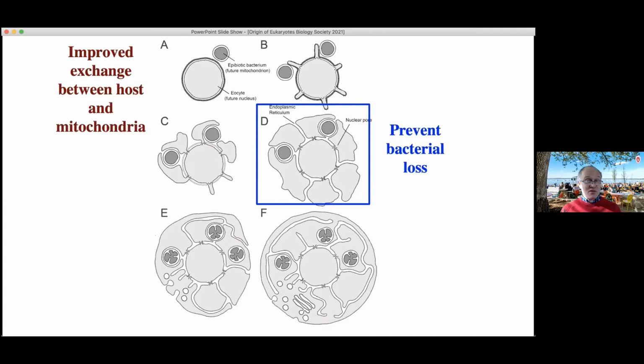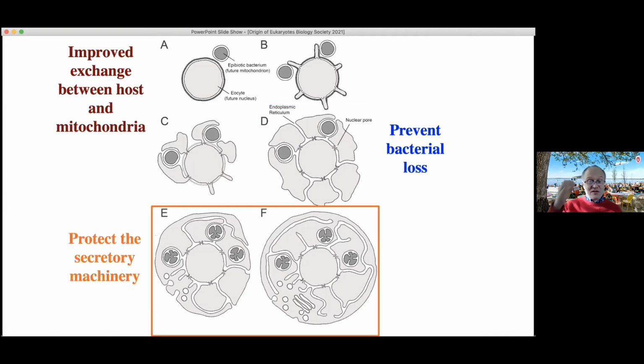In a sense, you could think of the host cell as farming these mitochondria, and you want to keep your crops safe and you want to keep them for yourself. And make sure that when you divide, both your daughter cells will get a subset of your crop, your seeds. And then the proliferation of the cytoplasmic compartment and the development of a full nuclear pore, of a full cell membrane would, we argued, be driven by selection for protection of the secretory machinery.